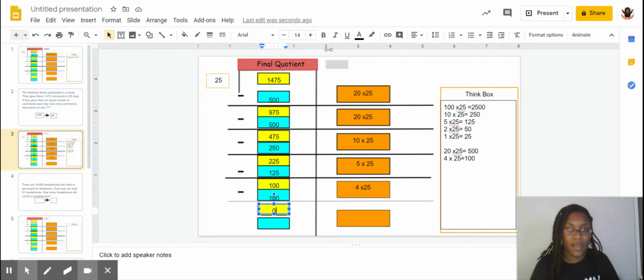So guys, guess what? We have our answer. But how do I find it, Ms. McCall? We're going to add up all of these factors that we used times 25 to get our answer. So 20 plus 20 gives me 40, plus 10 more gives me 50, plus 5 more gives me 55, plus 4 more gives me 59. Guys, 59 is my final quotient.